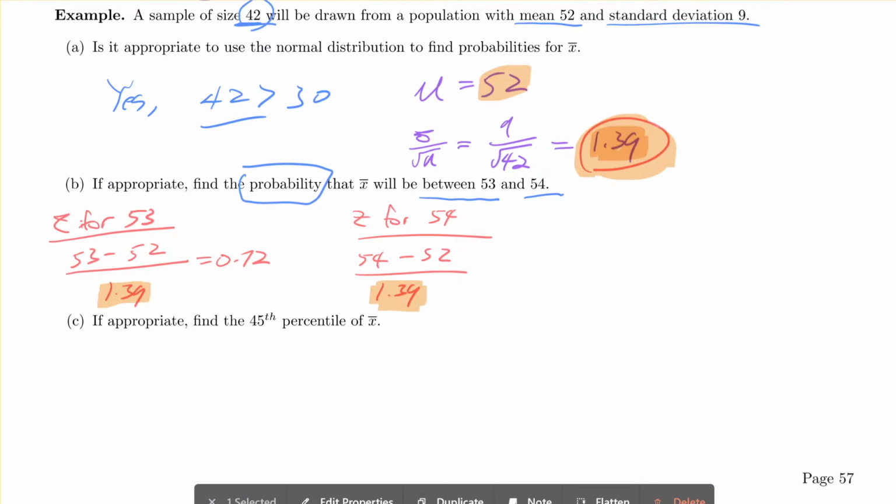Okay, so we found the two standard deviation values, and we're finding the probability between those two. Oh, sorry, I wrote the same number again. This is not 1.39. Oh, sorry, I apologize. It is 1.39, the same. I forgot to write the z-score for this one. So this is correct.